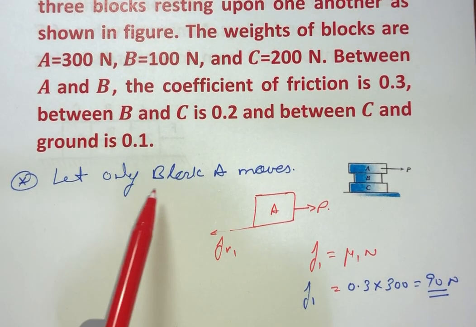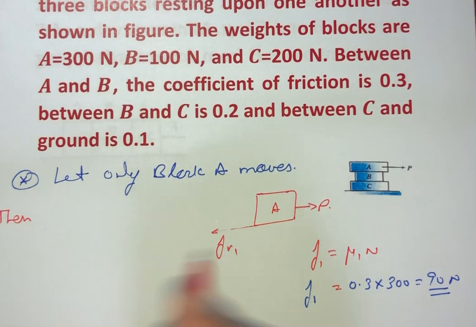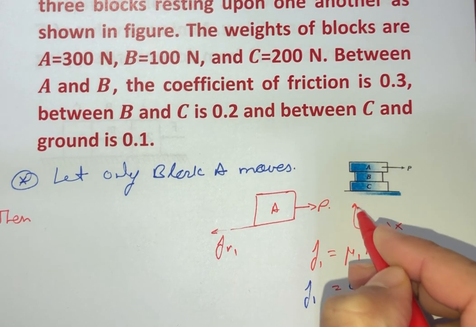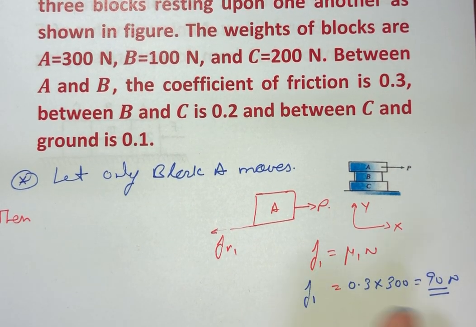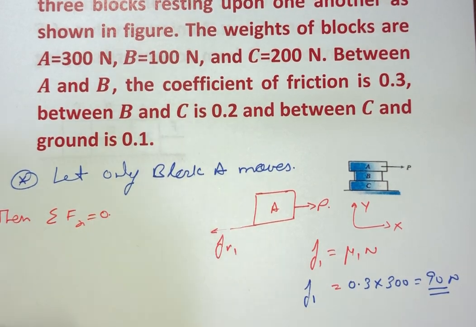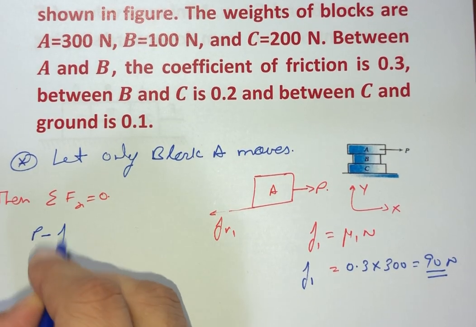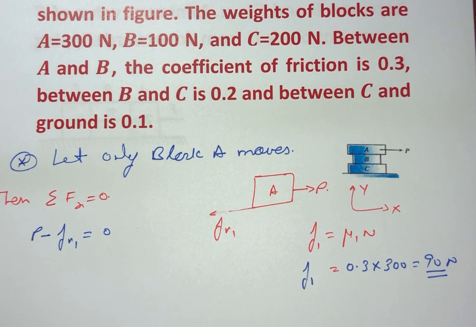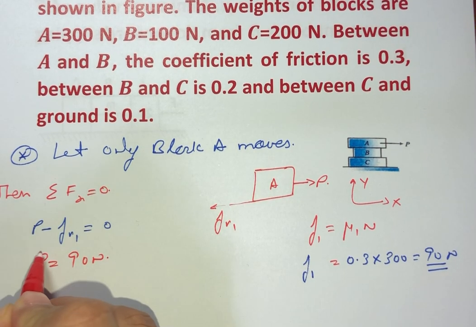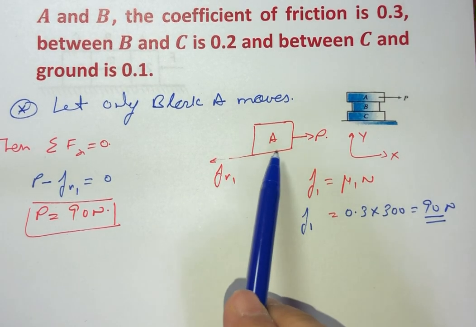So you can say let only block A moves, then the summation of the forces in x direction, okay, let us say this is x and this is y, the summation of forces in x direction will be equal to 0. So you can say summation of forces Fx is equal to 0. So from here we can say P minus Fr1 is 0. We know Fr1 is 90. So from here we can say P is equal to 90 Newton.